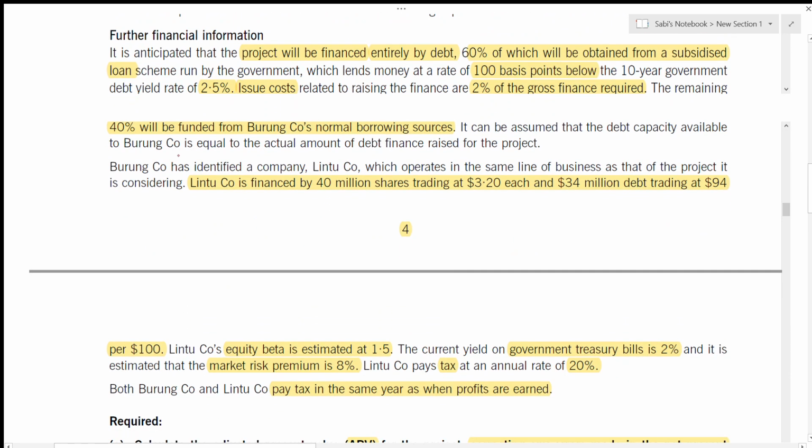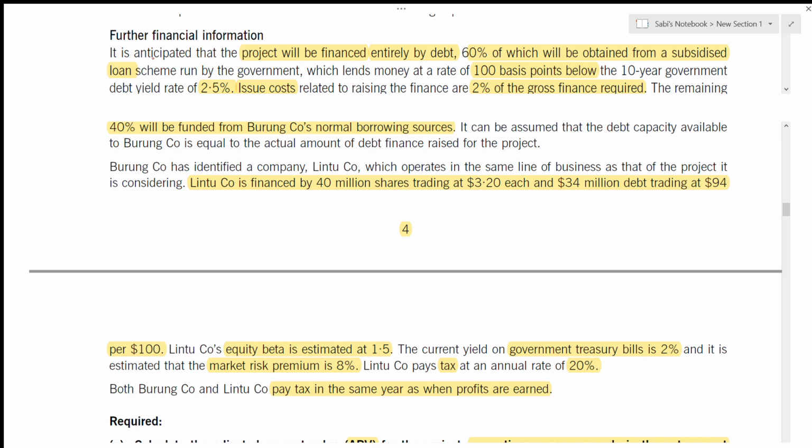Let's read it. It is anticipated that the project will be financed entirely by debt, 60% of which will be obtained from a... okay, now you tell me, by just reading the first line itself, you can understand why that further information is given. Before reading this further financial information, all the information which we have read till now is just for correcting your net present value. That's it. Now the things which we are going to read, this further financial information, these are the information you need for your adjusted present value, right?